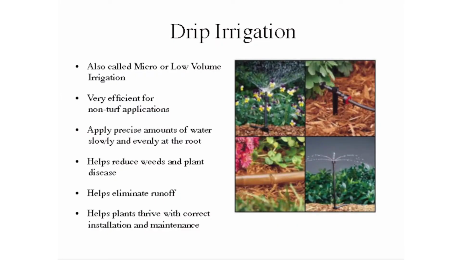It could be like micro sprays as well. And it's a precise amount of water at the root, helps reduce weeds and plant disease, helps eliminate runoff, and drip irrigation is very forgiving. You can have bigger plants, smaller plants, dense planting, sparse planting, and it works together.